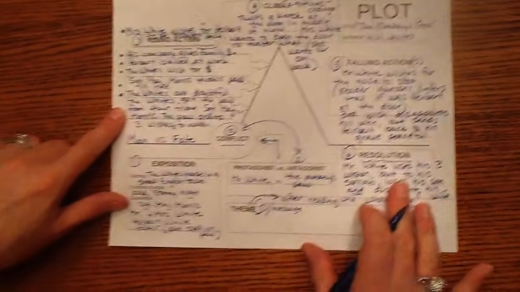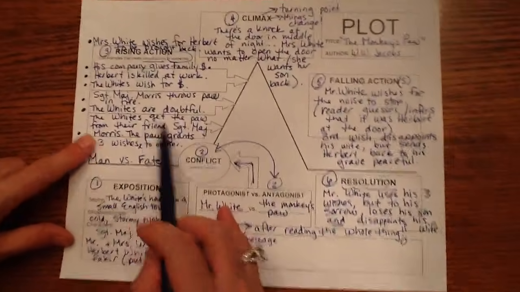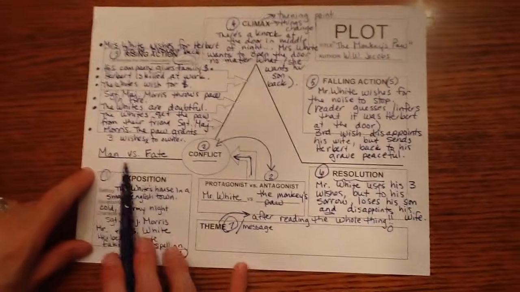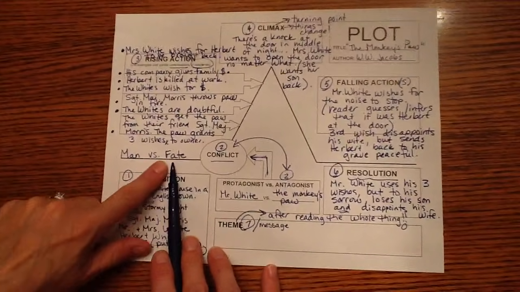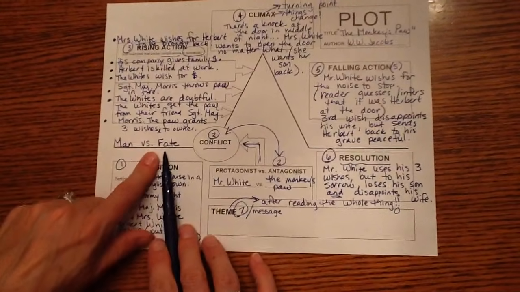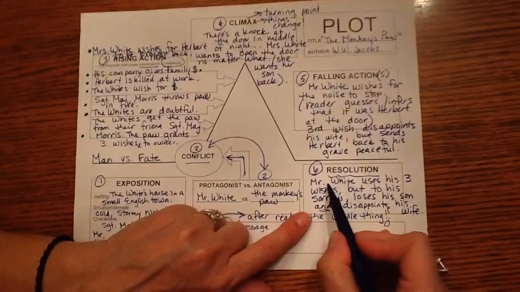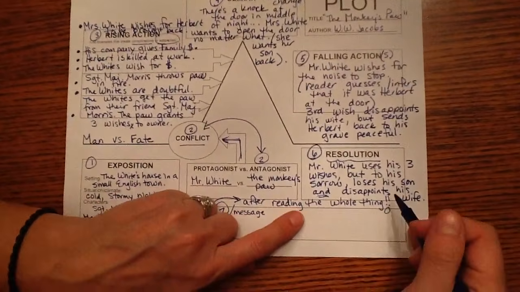Because remember that the Sergeant Major Morris, he says the paw's really not something to mess with, you know. So, and that's where I go back to this idea of the conflict as man versus fate. So we have the character that decides to kind of tempt fate, or maybe he doesn't even consider what the fate may be. But the resolution here is not a real good one. Mr. White loses a lot, and so does Mrs. White, and certainly Herbert does too.